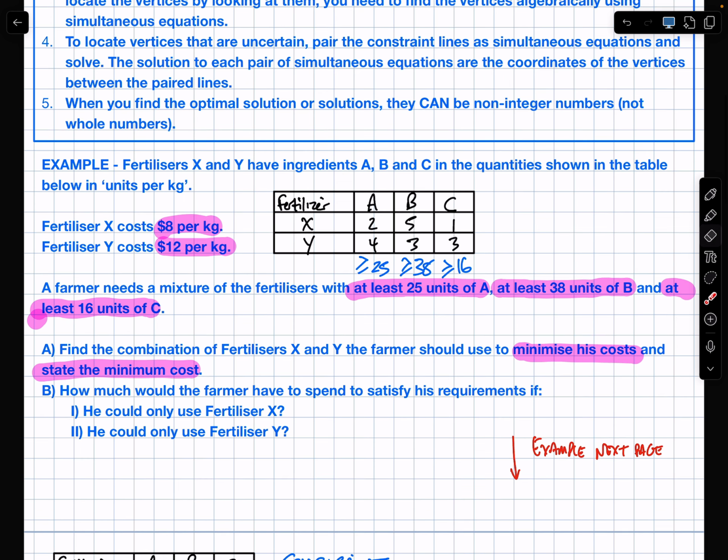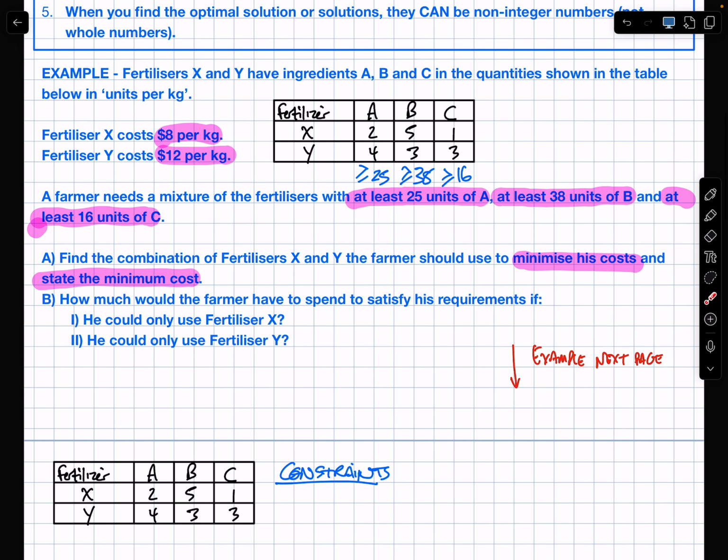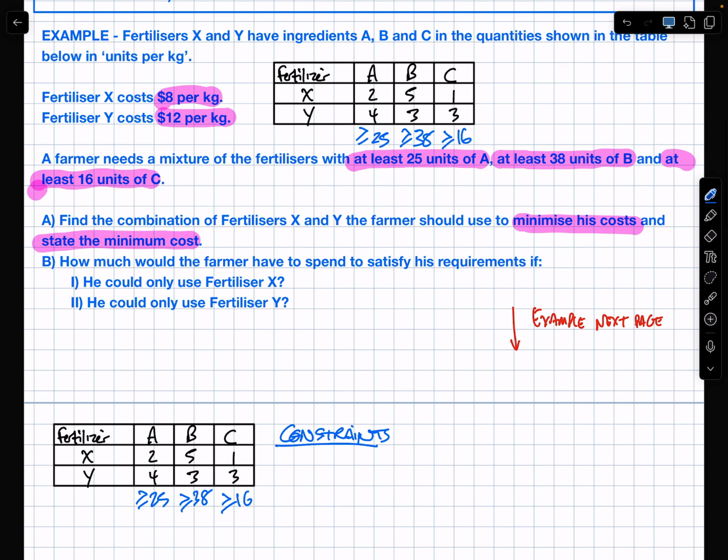I'm going to copy and paste. Oh no, I don't need to copy and paste it. Greater than or equal to 25, greater than or equal to 38, greater than or equal to 16. You tell me, what are the constraints? What is the constraint for A?